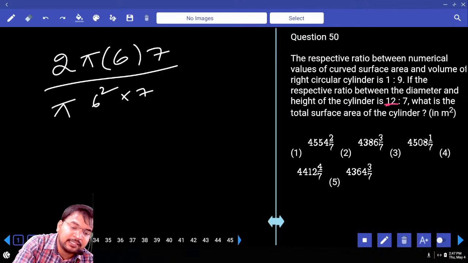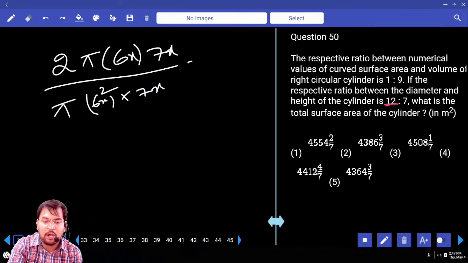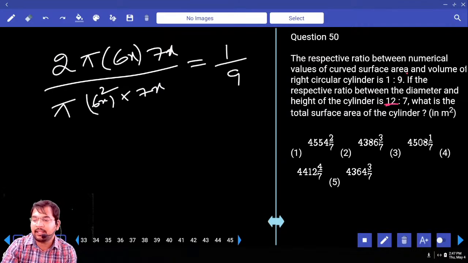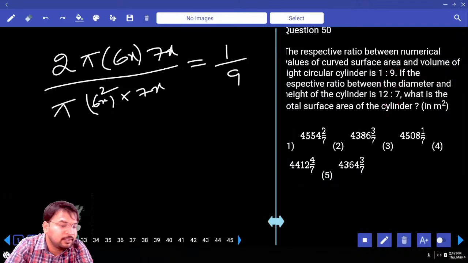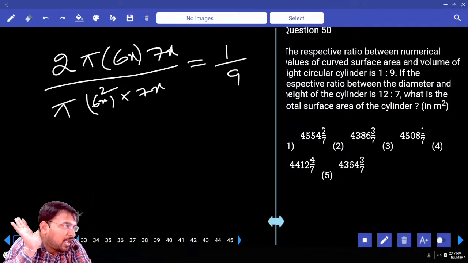How many parts? This is 6x, this is 7x, this is 6x whole square. Are all of you clear? That is equal to how much? 1/9. Curved surface area is 2 pi r h. Volume is pi r square h.